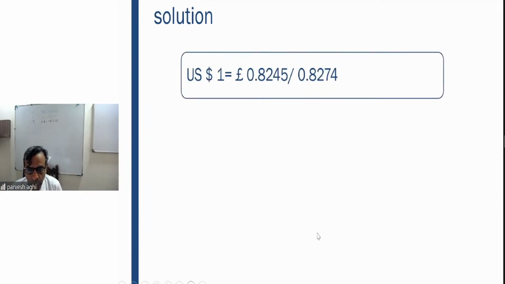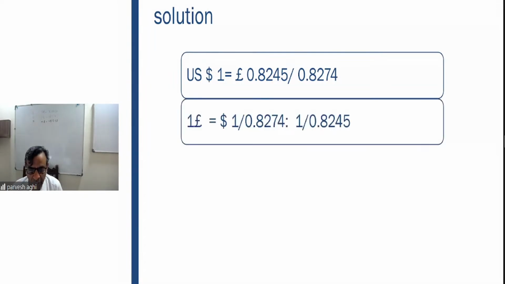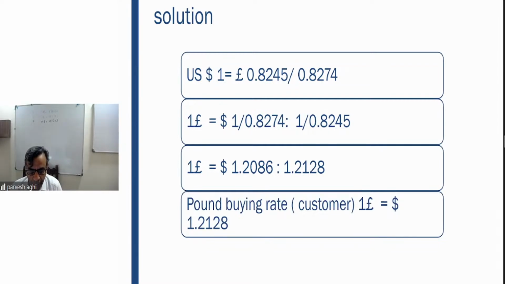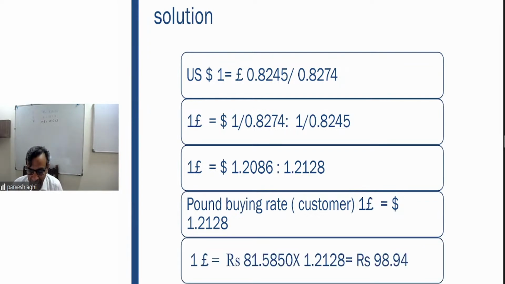Then I go to England and I see this rate. Now this rate doesn't help me, so I need to convert that into pounds because I need to buy pounds by selling my dollars. So the price would be 1.2128, isn't it? So this is the pound buying rate. Now I can convert and calculate the price of the pound. So 1 pound will cost me 98.94. So this is the ask rate.